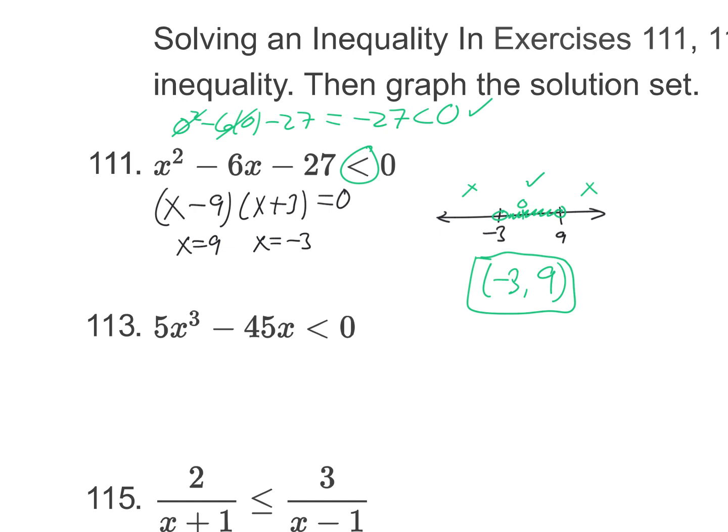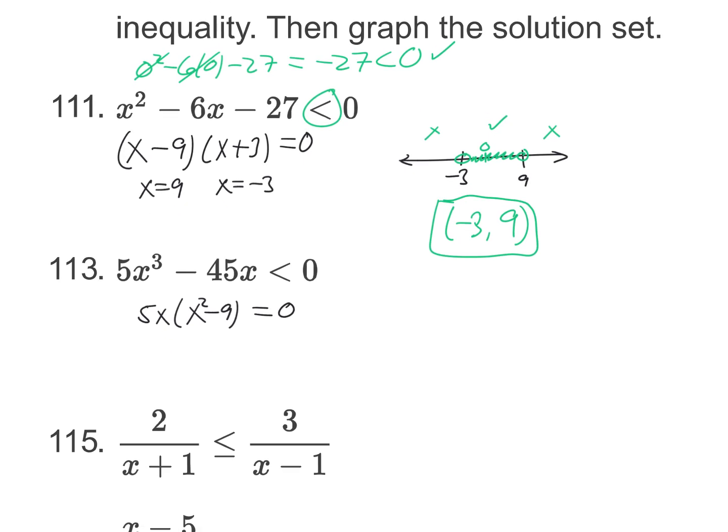With 113, this isn't a quadratic, but it is a polynomial that we can factor. It looks like I can take out a 5x, and then you're left with x squared minus 9, sorry. Just going to pretend it was equal to 0. And then we can factor this a little more. I get 5x times x plus 3 times x minus 3 equals 0. Solving each of these, I get x equals 0, x equals negative 3, and x equals 3.